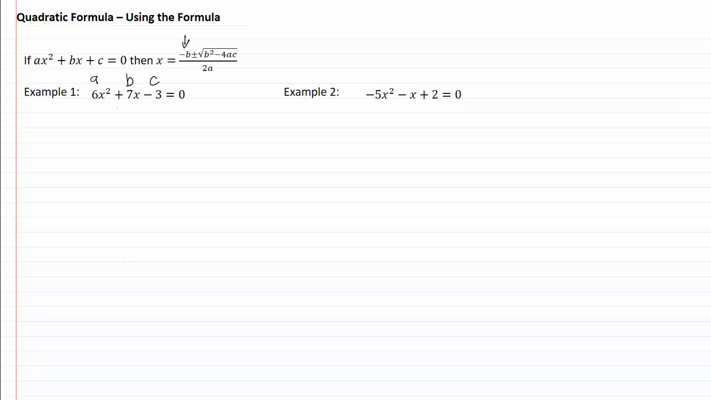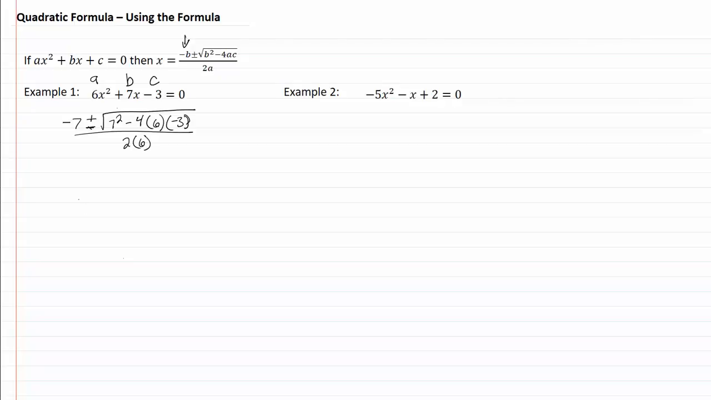Our B for the first part is always going to be the opposite sign. So because we have a positive 7, we're going to use a negative 7. Put in our plus or minus the square root of b squared. I do not need to worry about my sign here because anything squared is going to be positive. So we have minus 4 times our A, which is 6, times our C, which is a negative 3, all over 2 times our A, which was 6.